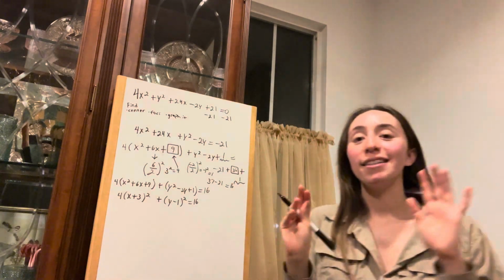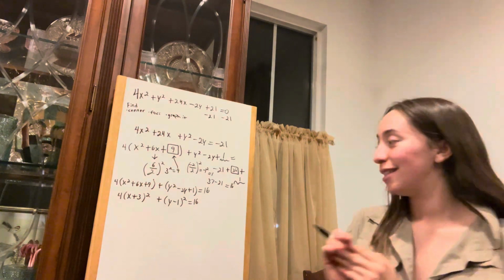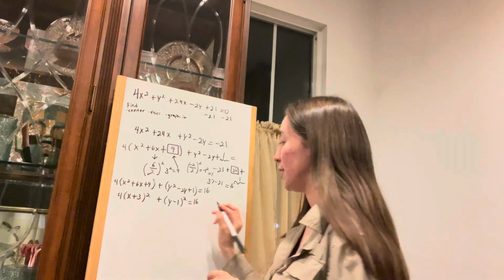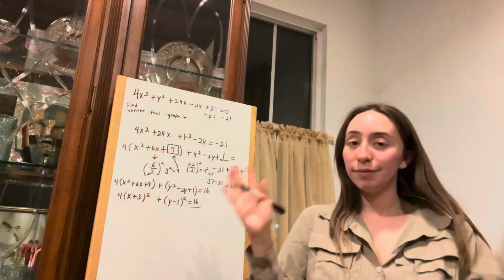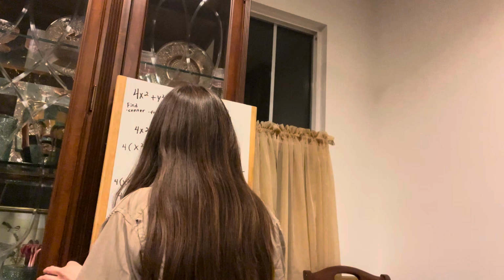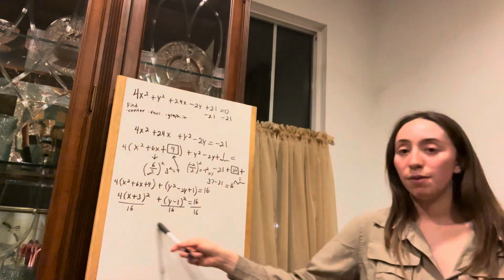Okay, now that we have done that, we are going to divide the 16 on both sides because we want to get a 1 over here on this side, because that's the standard form of this equation. So we're going to divide both parts of the equation by 16. So now my equation looks like this.